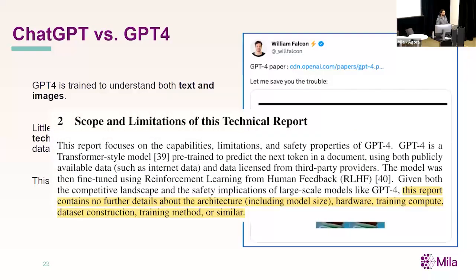In fact, if you look at the paper itself, this is just a screenshot directly from the paper. They say this report contains no further details about the architecture, including model size, hardware, training compute, dataset construction, training method, or similar. They say that this is due to the competitive landscape and the safety implications. And going back to the question that was asked a little bit earlier, they even state here in this paper that both publicly available data, such as internet data, but they don't say much more, and data licensed from third-party providers were used to train these models. So we don't know what kind of data, we don't know what kind of models.